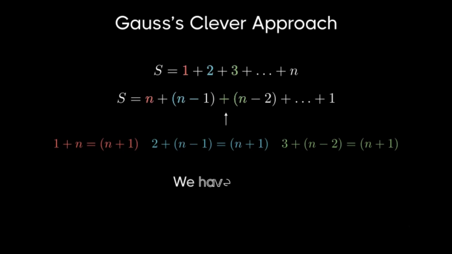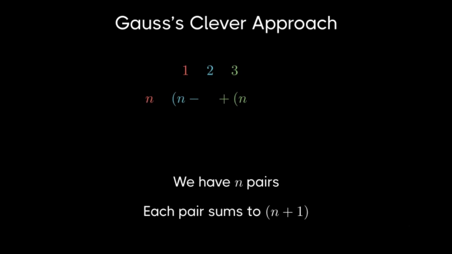Since we're pairing each number from 1 to n with its counterpart, we have exactly n pairs in total. And as we've seen, each of these n pairs sums to n plus 1. Now here's the key insight. If we add both of our expressions for s together, we're essentially adding all these n pairs.